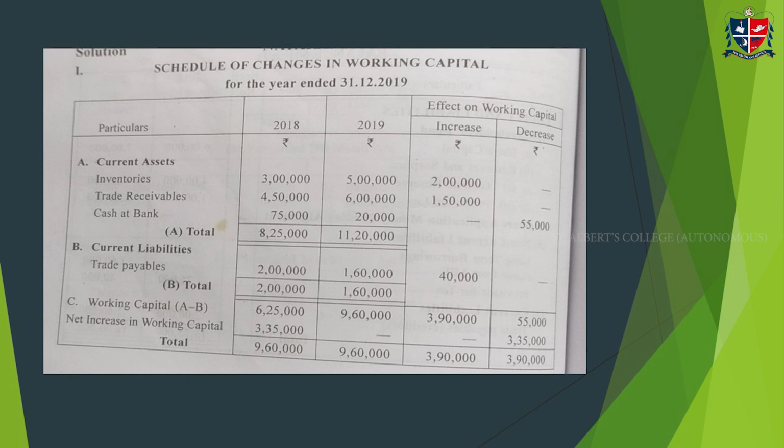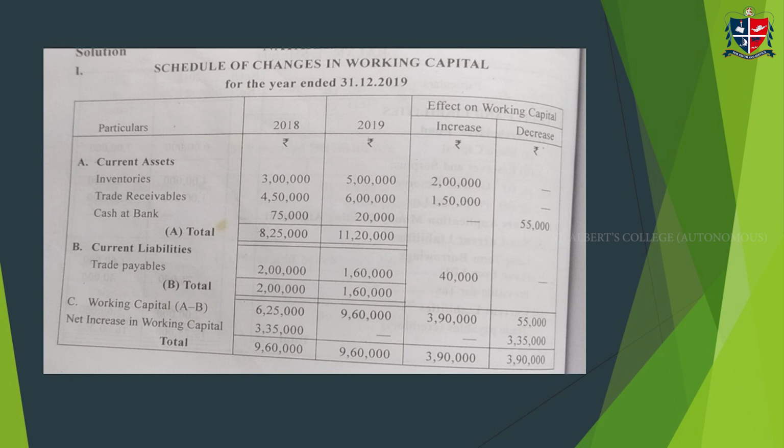So the current asset amount increases by 2 lakh, and we have to write the 2 lakh in the increases column. Trade receivables in 2018 are 4,50,000 and in 2019 are 6 lakh. Here also the amount increases by 1,50,000. Current asset increases the working capital, so the difference 1,50,000 we write in the increases column.